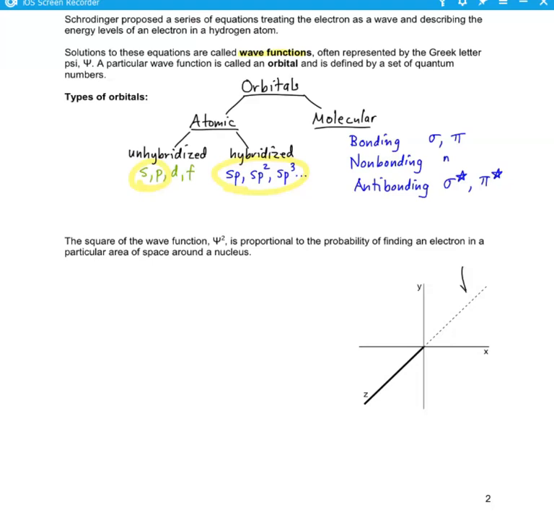So this dashed line refers to a line that's going behind the plane. And the bold line refers to a line that's coming out of the plane toward us.